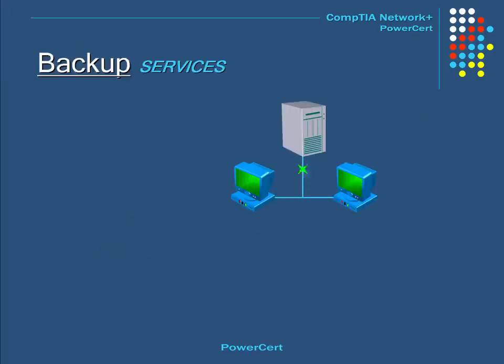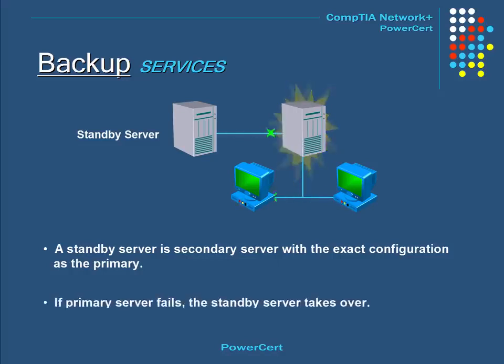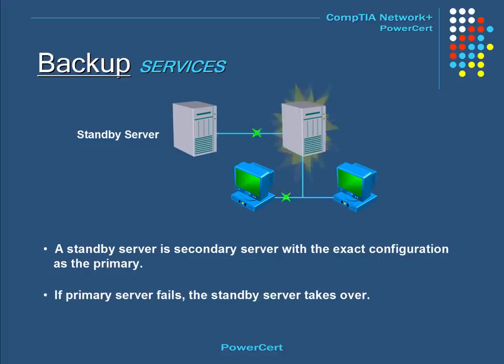There is also backup services, and this could be defined as having backup servers to keep your network in constant operation. For example, a standby server. A standby server is a secondary server with the exact configuration as the primary server. Now this server is not actually being used, but its data is constantly being updated with the primary server. So if something were to happen to the primary server, the standby server would immediately take over.